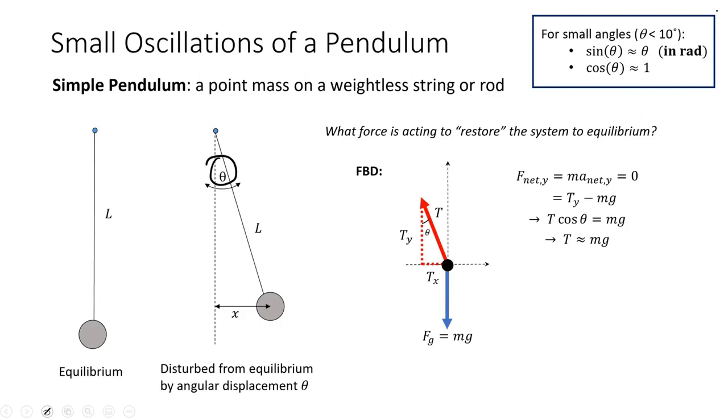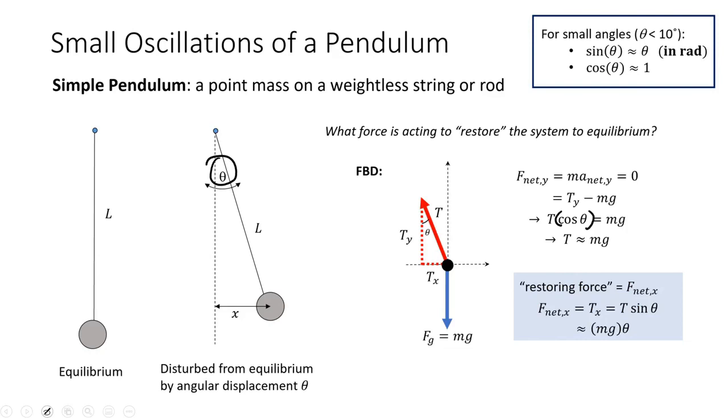Okay, and so then we use that approximation down here. We say that cosine of theta is approximately 1, and so we get T, the tension, is approximately equal to mg. So it's almost equal to the weight of the bob. All right, and then the restoring force, remember, is just the net force acting in the x direction. And so here, that net force acting in the x direction, it's just tension. That's the only force acting in the x direction. And so the x component of the tension we said was T sine of theta. And so our restoring force is really going to be T sine of theta.